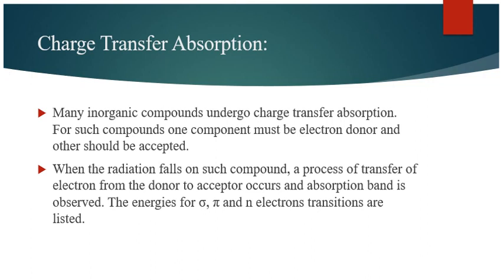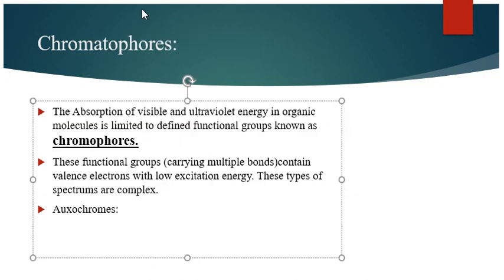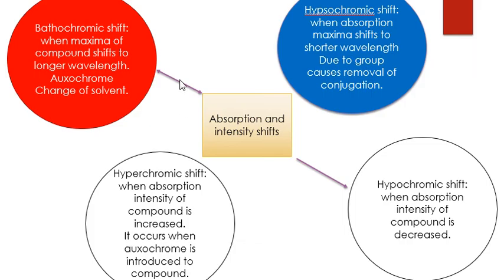Next we have the multiple bond carrying functional groups that are capable of absorbing UV visible radiations, which are chromophores, and auxochromes are the functional groups that are attached to the chromophores, and they increase their ability to absorb the UV visible radiations. They are helpful in the absorption of the UV visible radiations. Next, we have the relation between absorption and intensity shifts.